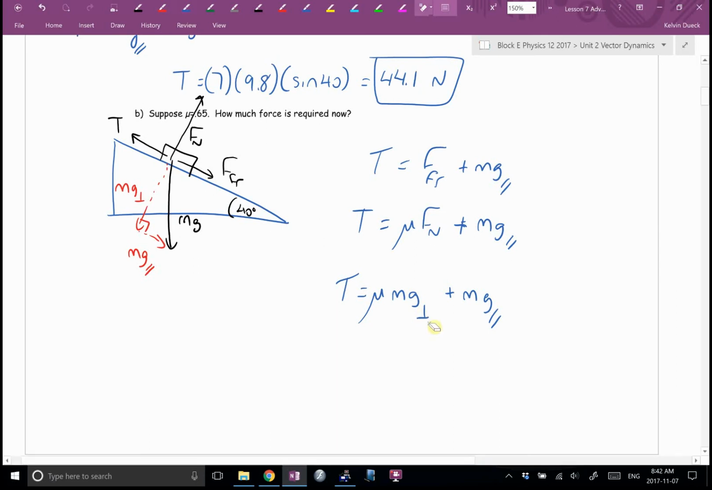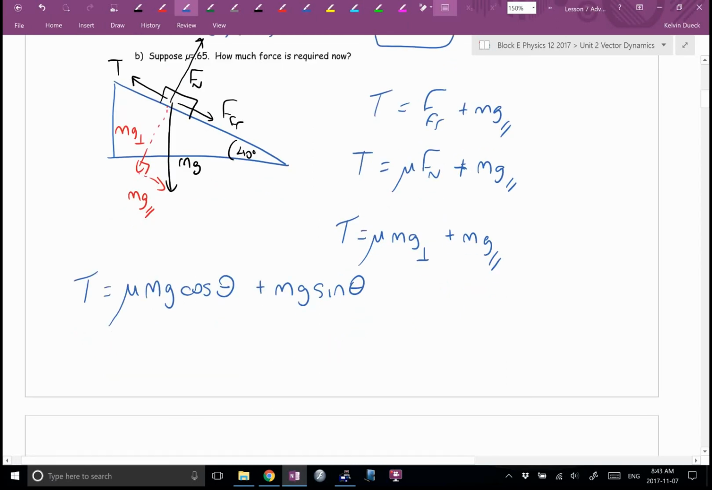Perpendicular. Which trig function was that one? Oh, of course it was. Okay, here we go. So tension is going to be mu mg cos theta and mg sine theta. I guess that's our general expression for tension if you're sliding an object up a ramp with friction slowing it down.